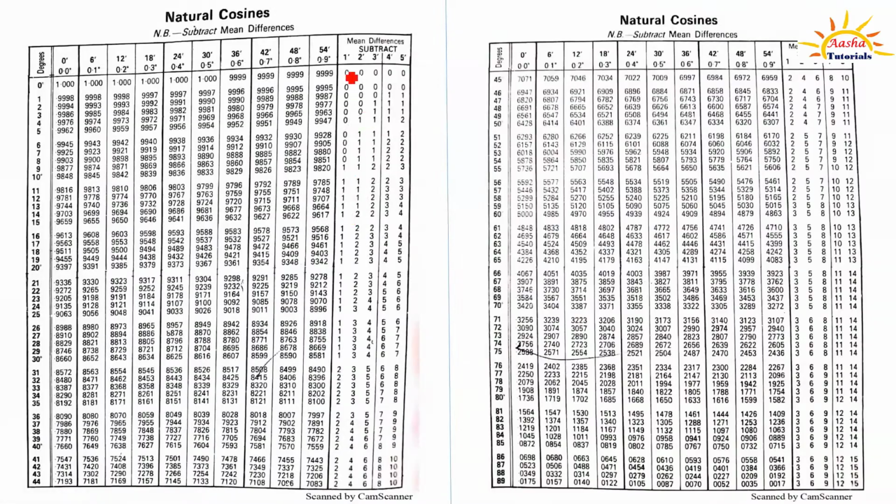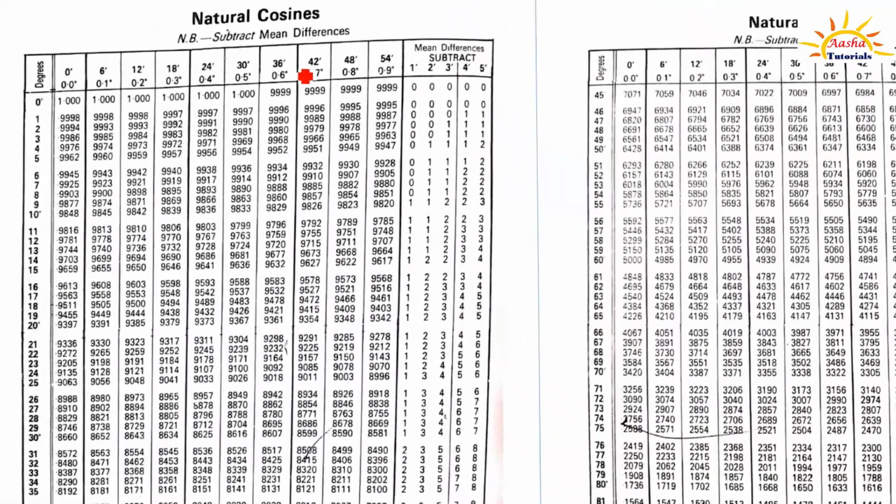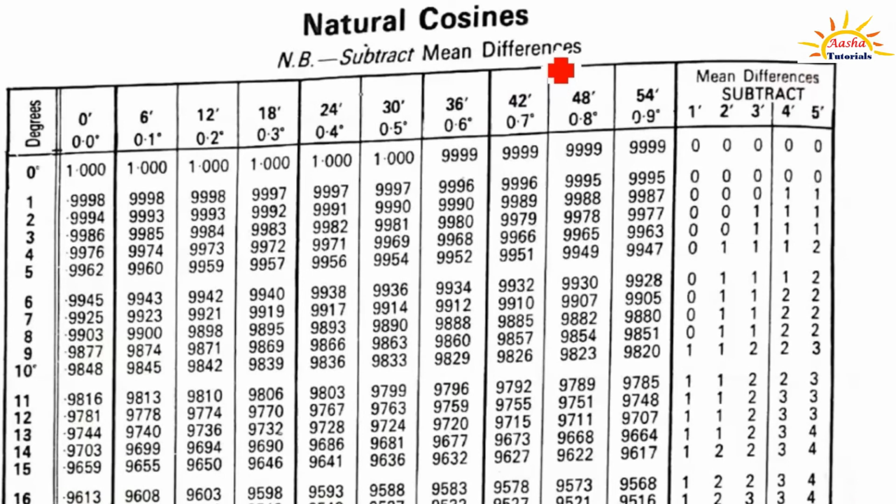Then moving ahead, similar to sine, we have natural cosines. Here also, if you want to find the cos of intermediate angles, you can take help of this particular table. And a very important thing here is the mean difference. The note is written that the mean difference we need to subtract. And unlike in log or anti-log, here there are only 5 mean difference columns.